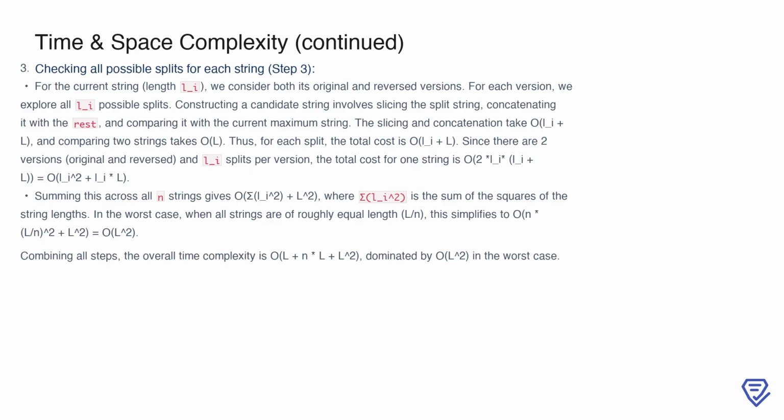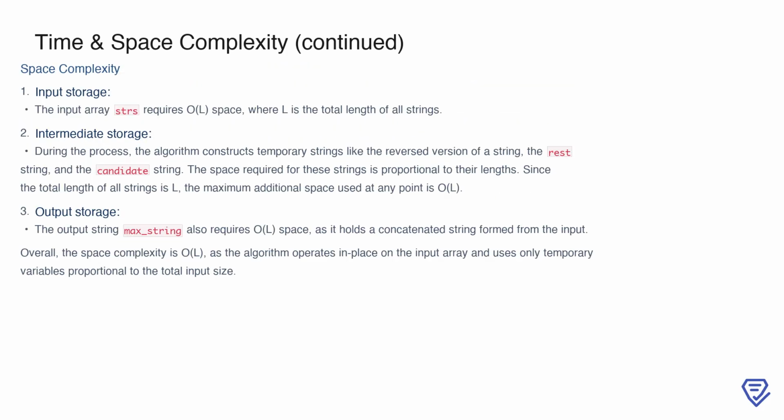In the worst case scenario, when strings are roughly equal in length, this simplifies to O(L squared). Combining all three steps, the overall time complexity is dominated by the cost of handling splits, which is O(L squared) in the worst case.